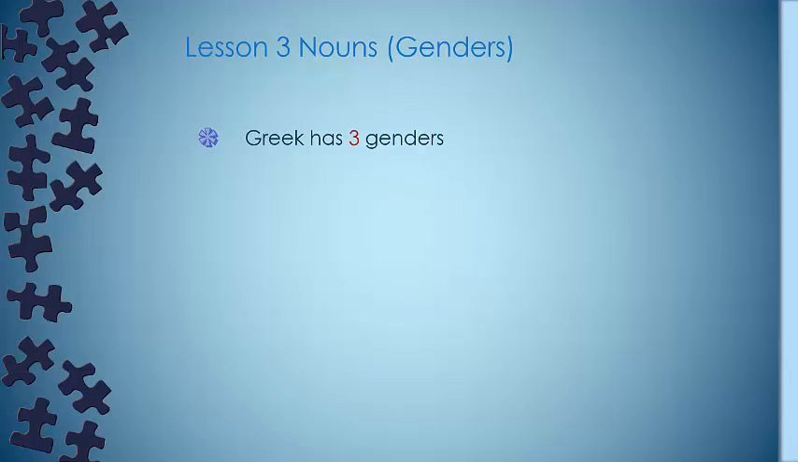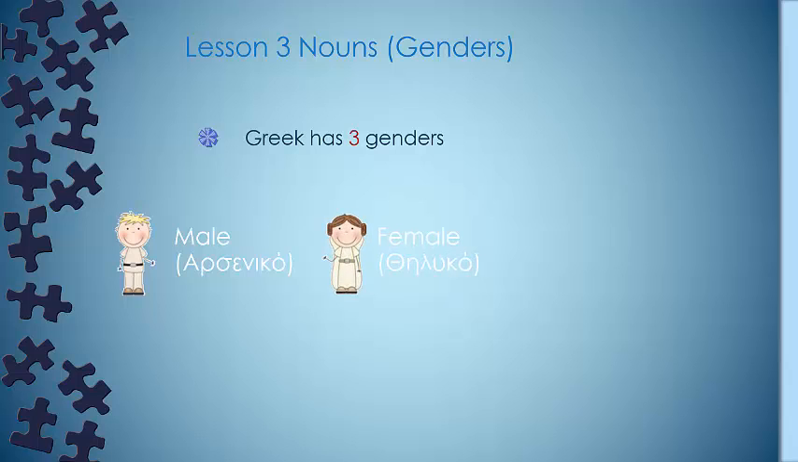So in Greek, we have three genders. That is male, αρσενικό, female, θηλυκό, and neuter, ουδέτερο. You do not have to know the Greek words for the genders right now. Not something necessary, but what is necessary is to remember the definite articles for each gender, which are o, i, to.